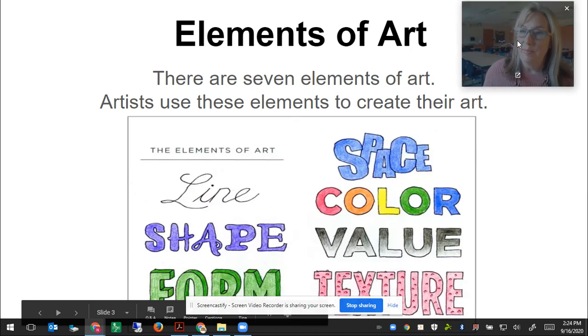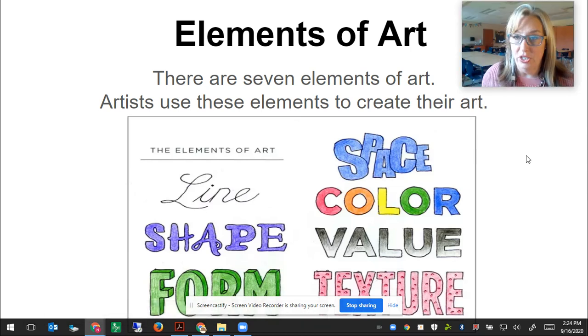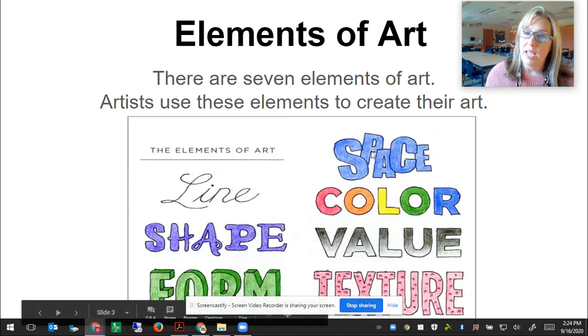So we've been learning about the elements of art since you were in first grade, and you should know that there are 7 elements of art and that artists use these different elements to make their art, and sometimes they use more than one. And the elements of art are line, shape, form, space, color, value, and texture.